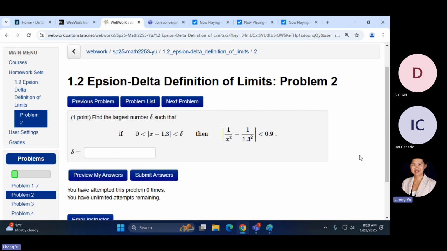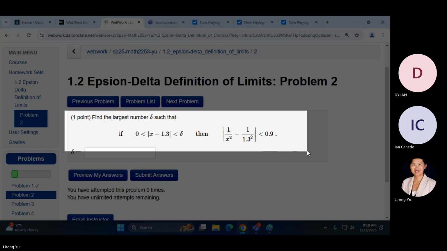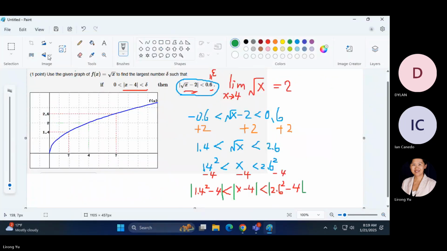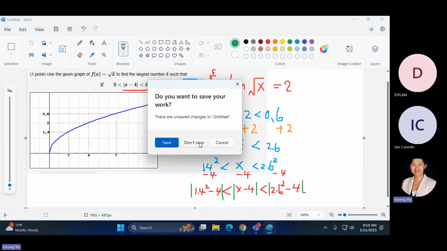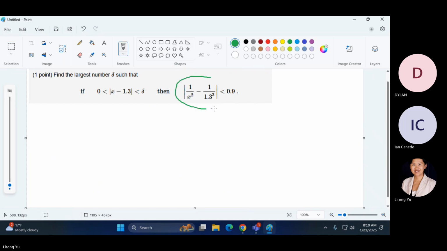So the process is similar. If you want to see the process, we'll do the calculation. And this time, since we've done it a couple of times, I'll do it a little bit faster. You're going to start from here, and first we remove the absolute value. You have 1 over x squared minus 1 over 1.3 squared, which is less than the positive 0.9 and bigger than the negative 0.9, right?